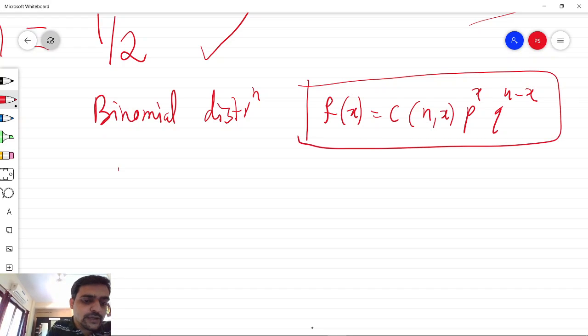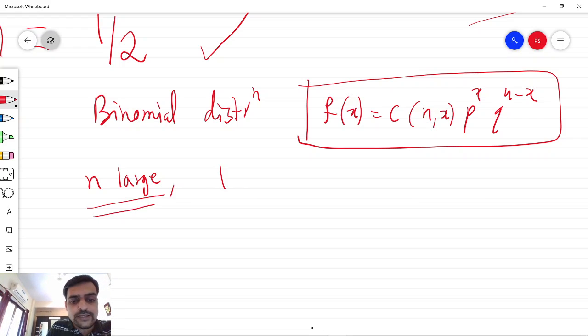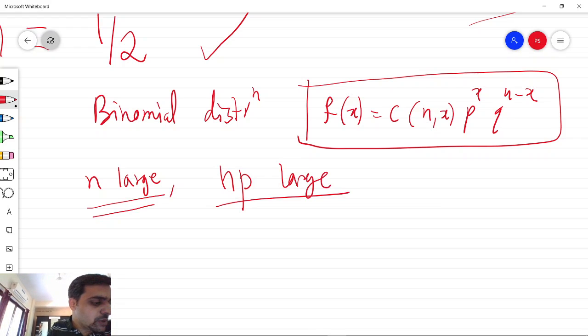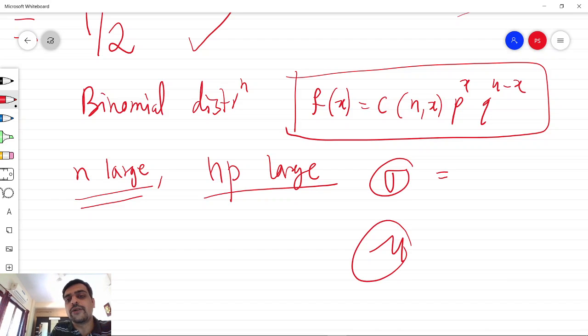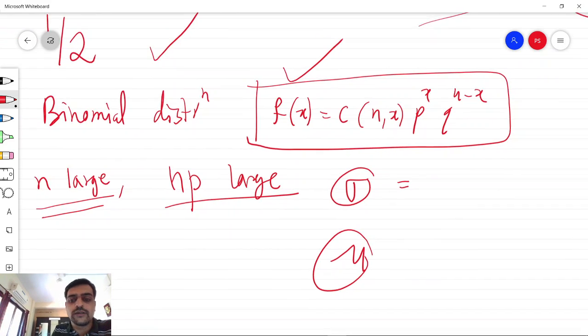Now, if the n value is large, that is, the number of trials is very large, as well as the product of n into p is very large, this can be approximated by calculating the values of sigma and mu. So sigma and mu can be easily found out for this value f of x.